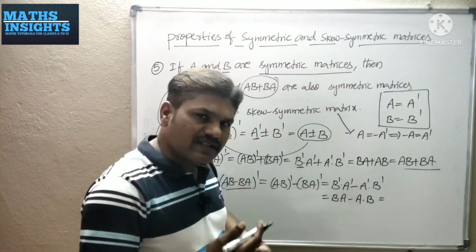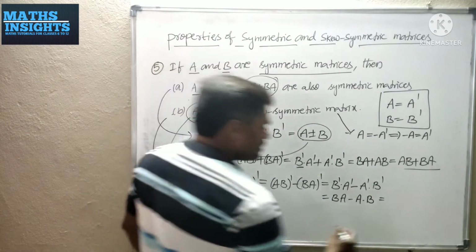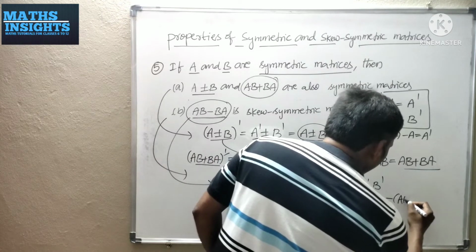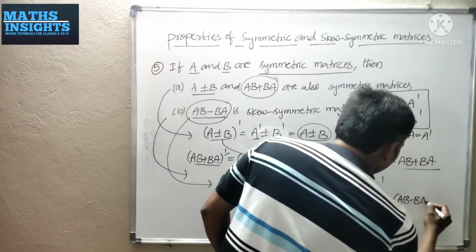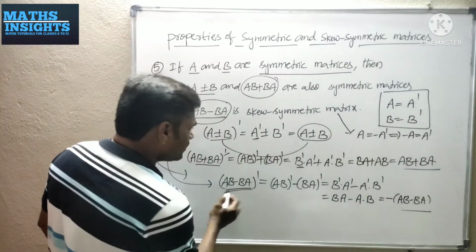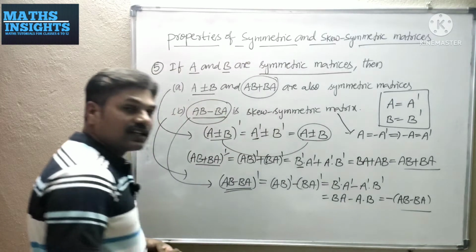If you take minus 1 as a common factor, then you will get the original matrix, minus of (AB minus BA). See, you are getting minus of the original matrix. Therefore, it is said to be a skew symmetric matrix.